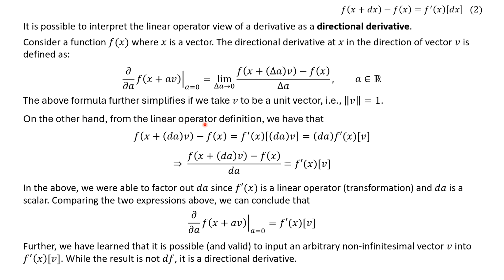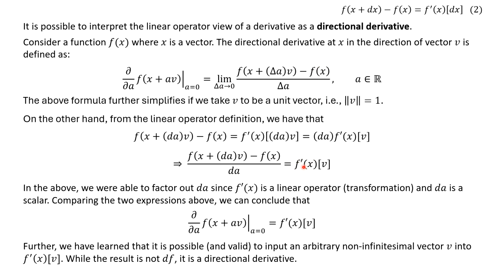On the other hand, if we use the linear operator definition, or equation 2, which I copied up here, then we have f of x plus dA v minus f of x equals the derivative of f at x applied to dA v. We just plug this in here, and then we can take out the dA because it's a scalar, and we get this. Then we can divide by dA, and we have the derivative of f evaluated at x and applied along vector v equals this here, which is essentially the same as this.